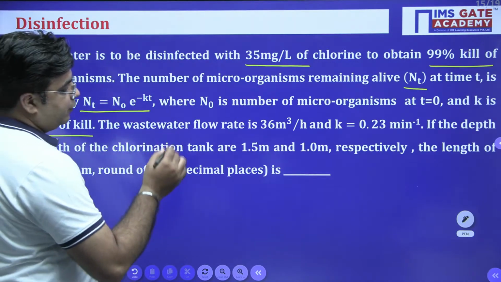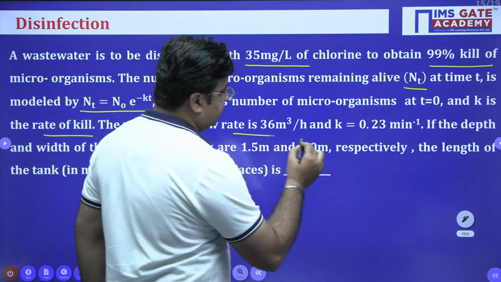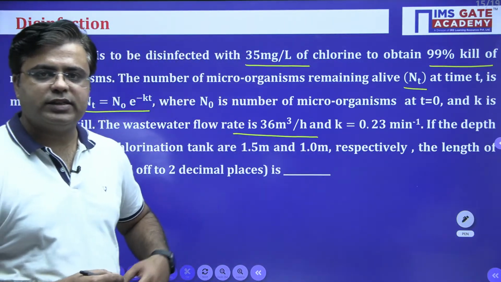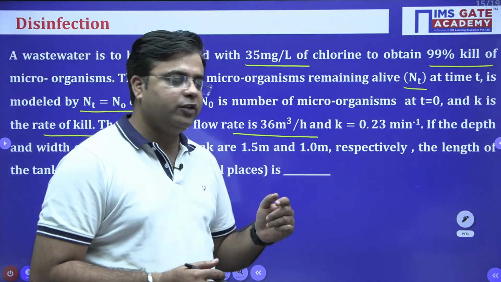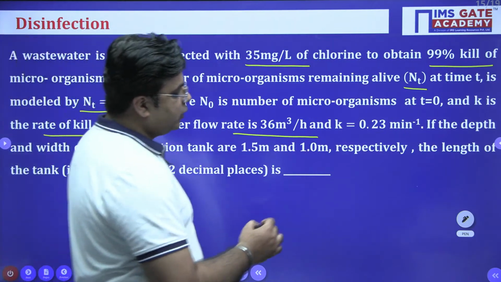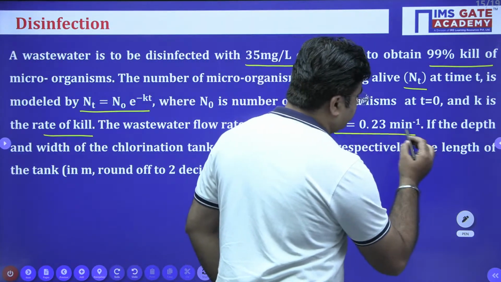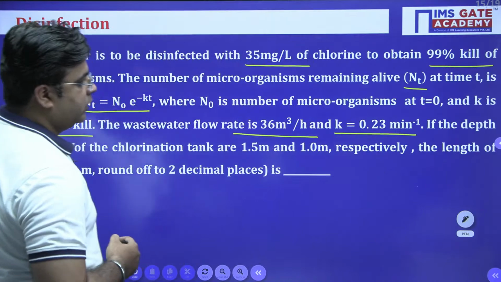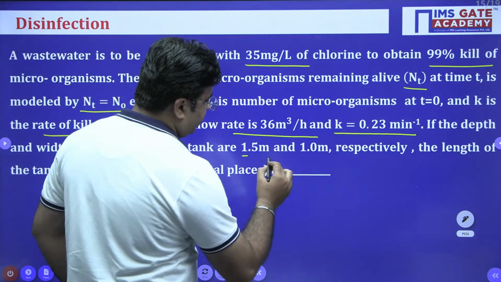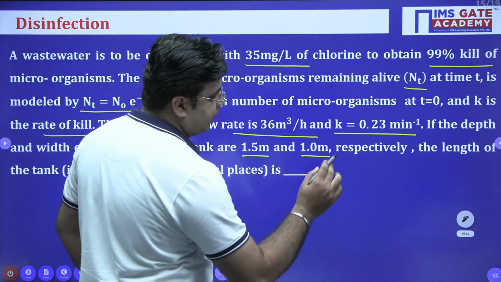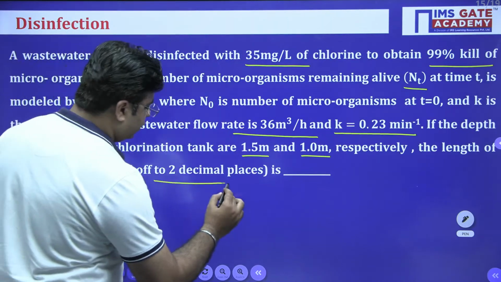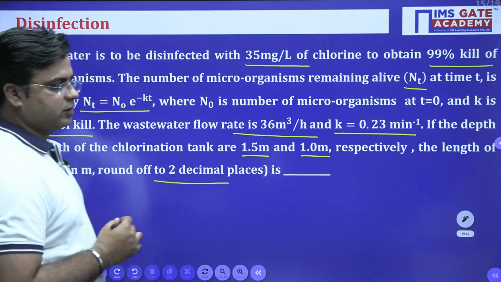Next, the wastewater inflow rate is 36 meter cube per hour. The discharge which is entering into the disinfection unit is given as 36 meter cube per hour, and this rate of kill k is given as 0.23 per minute. If the depth and width of the chlorination tank are 1.5 meters and 1 meter respectively, the length of the tank rounded off to 2 decimal places is?